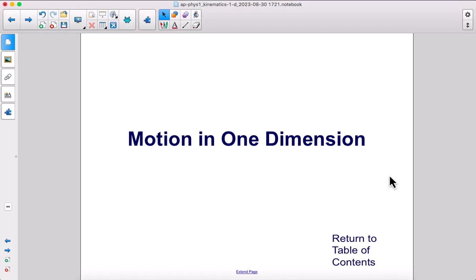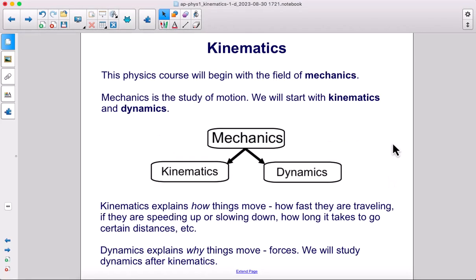Motion in one dimension. This physics course will begin with the field of mechanics. Mechanics is the study of motion. We will start with kinematics and dynamics. Kinematics explains how things move, how fast they're traveling, if they're speeding up or slowing down, how long it takes to go certain distances, etc. Dynamics explains why things move, forces. We will study dynamics after kinematics.